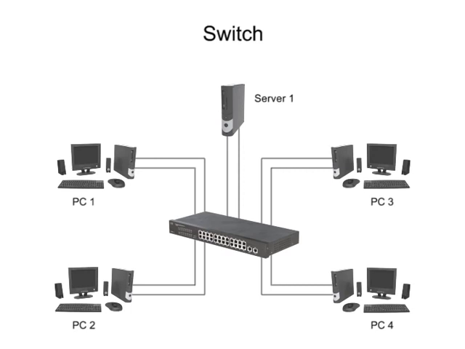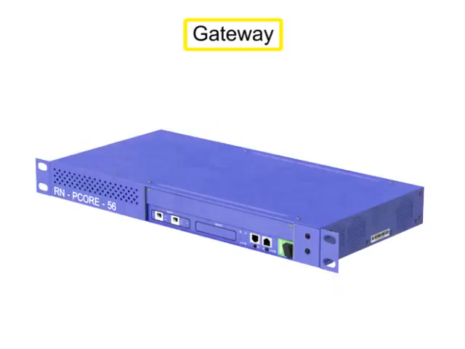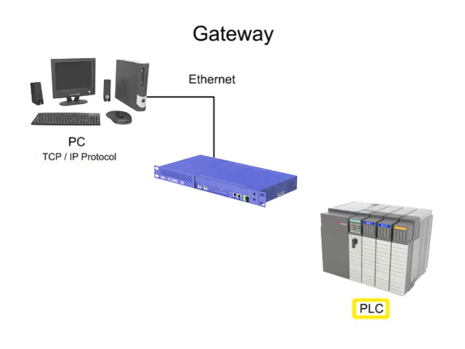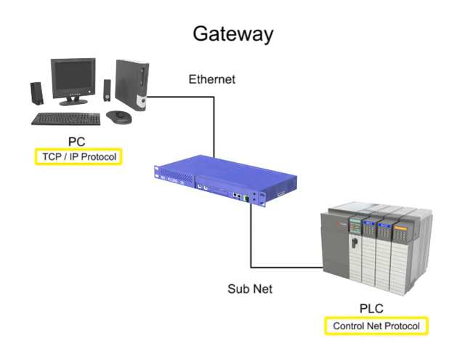When two segments of the same network have different communication formats, a gateway is needed to connect them. A gateway performs a conversion function so that a computer on an Ethernet network using a TCP/IP protocol may communicate with a PLC on a subnet using the ControlNet protocol. Even though these two protocols are incompatible, the gateway can connect them on the same network and allow them to function together.